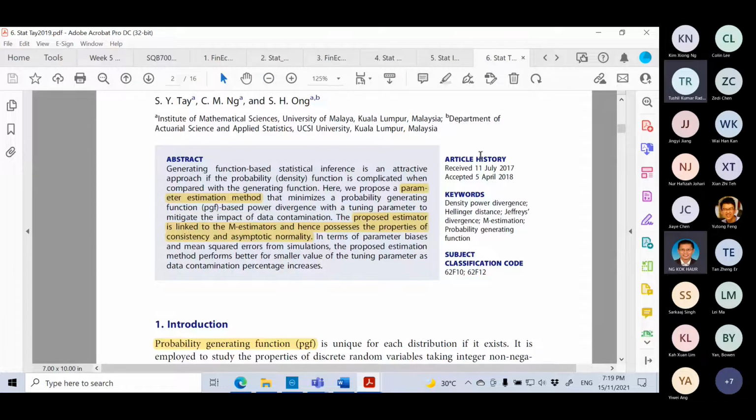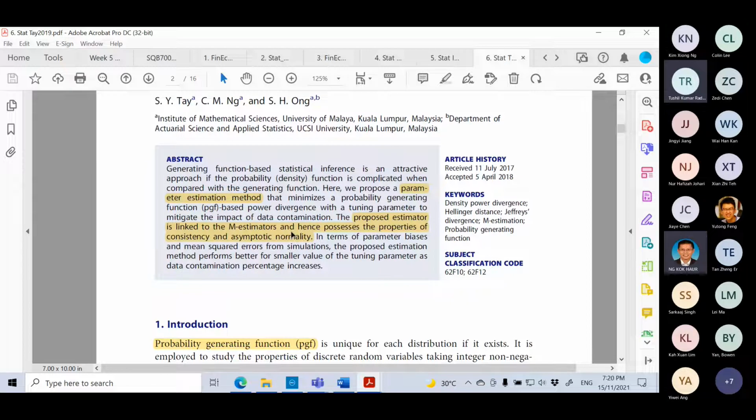in this paper, they propose a parameter estimation that minimizes the probability generating function based on the power divergence, with a tuning parameter to mitigate the impact of data contamination. Okay, so they claim that the proposed estimator is linked to the M-estimator and hence possesses the properties of consistency and asymptotic normality. If you deal with a statistics paper, you will deal with all these types of properties. Okay, it's purely statistics, so you will deal with all this part.